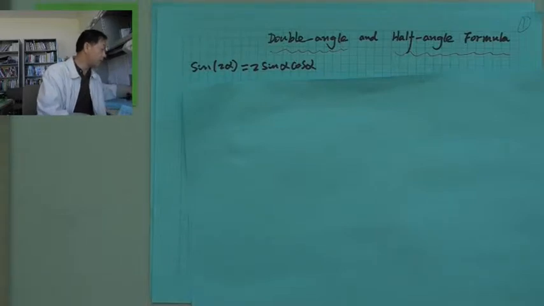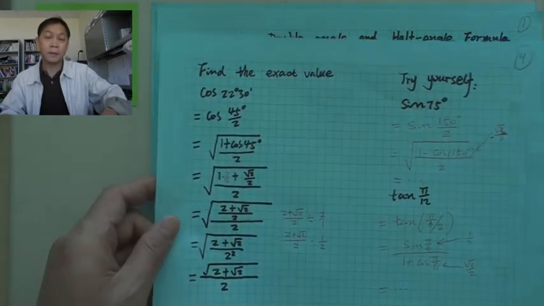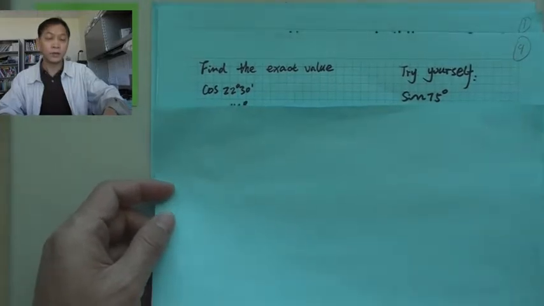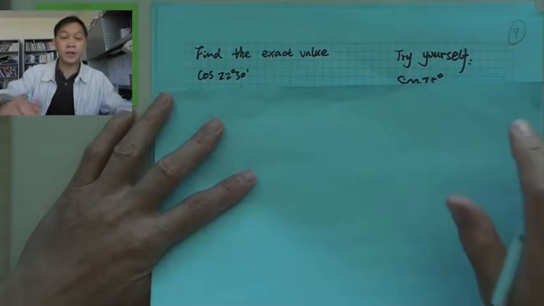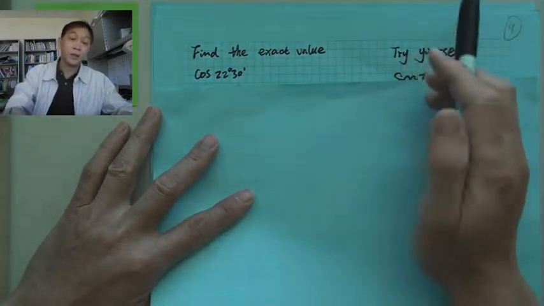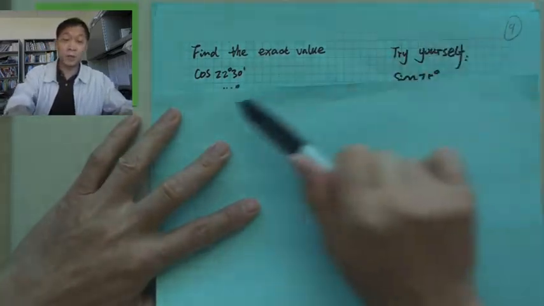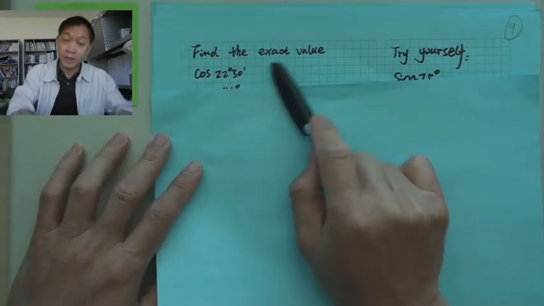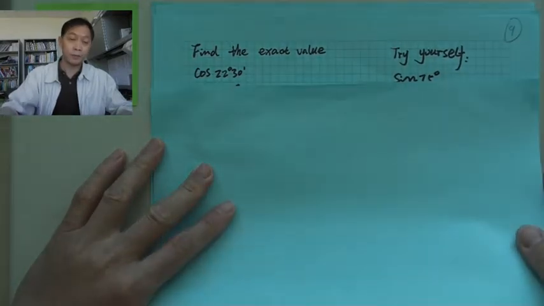Let's do another one before we go. No, this one. This one asks us to find out cosine 22 degrees and 30 minutes. Find out the exact value. Using the calculator is not going to help you here, because you get an approximate value, and that's what we don't want. We want exact. So the calculator cannot help you.